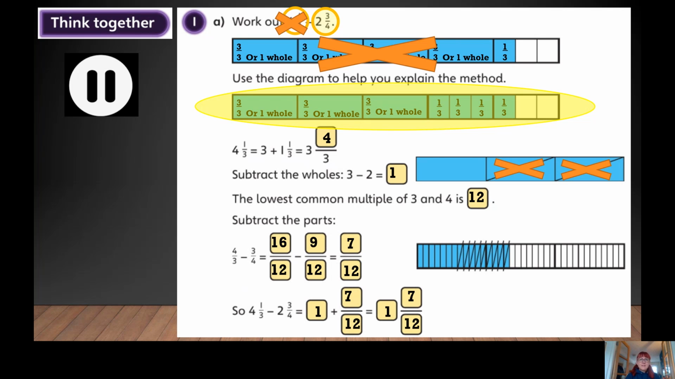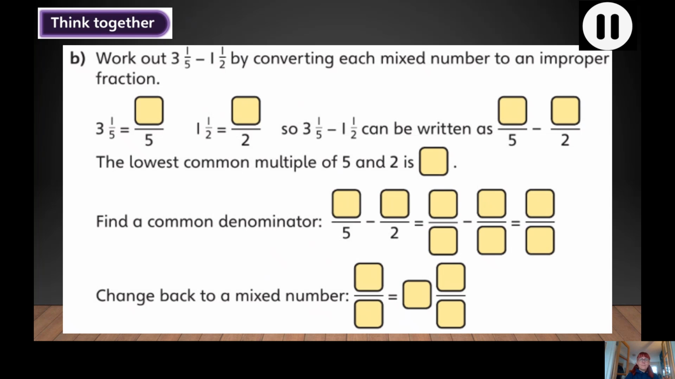Okay, how about the second method? So I'd like you to work out 3 1/5, subtract 1 1/2 by converting each of those mixed numbers to improper fractions. Pause the video, have a little go yourself, and then let's see how you got on, and I'll share the answers. I'll be back in a mo.